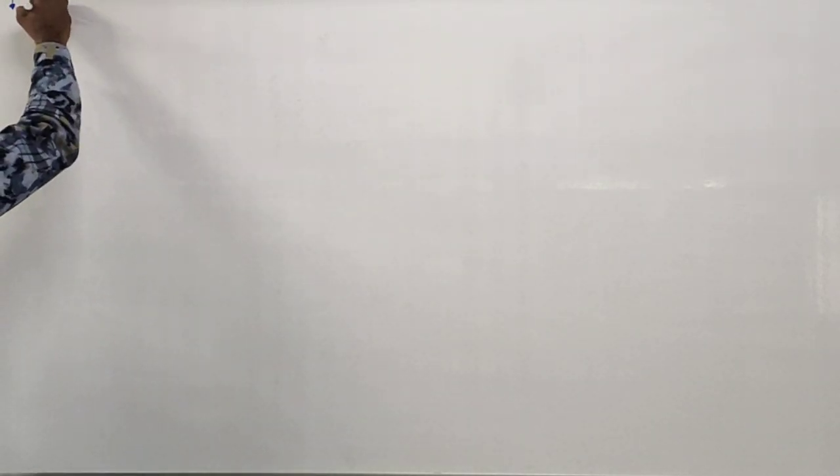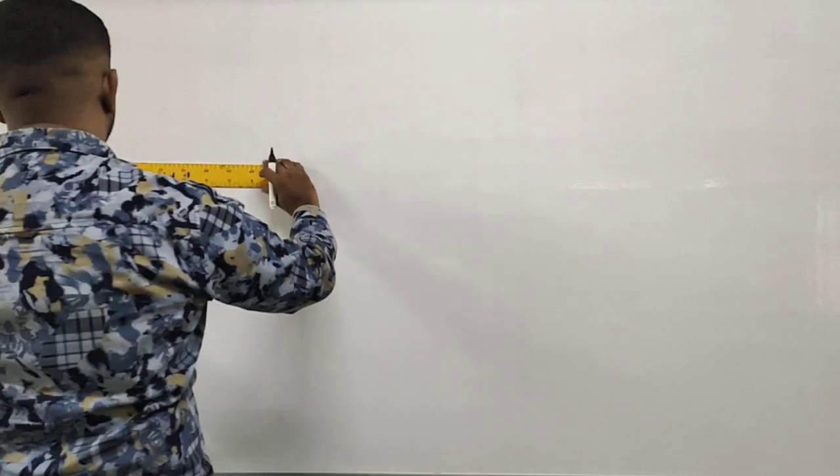Moving on to the 12th one. From the top of a 7-meter high building, the angle of elevation of the top of a cable tower is 60 degrees and the angle of depression of its foot is 45 degrees. Determine the height of the tower. So here we are having two situations. The first one is a cable tower and the second one is a 7-meter tall building.